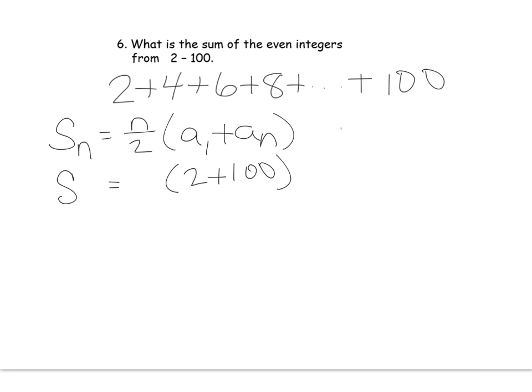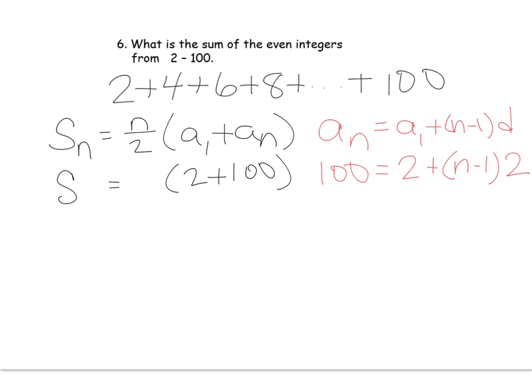In order to do that, we may go to the arithmetic sequence formula: AN equals A1 plus N minus 1 times D. A1 is 2. The number of terms that we're adding up is what we are trying to find. The common difference here is 2, and the number we're stopping with is the number 100. So we'll distribute now. 2 times n is 2n, and 2 times negative 1 is negative 2.